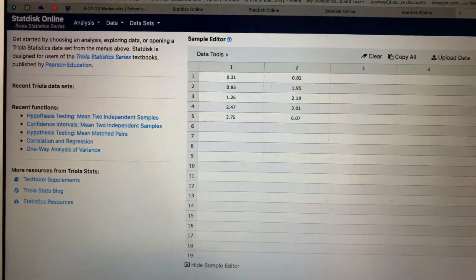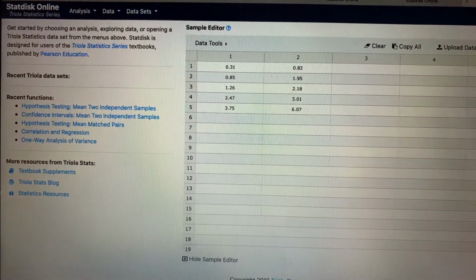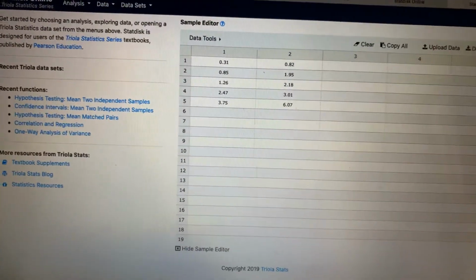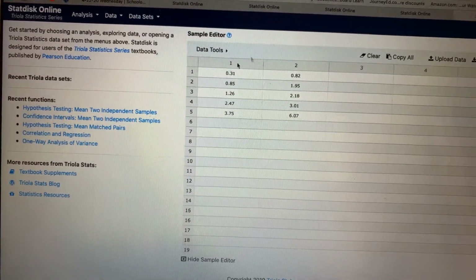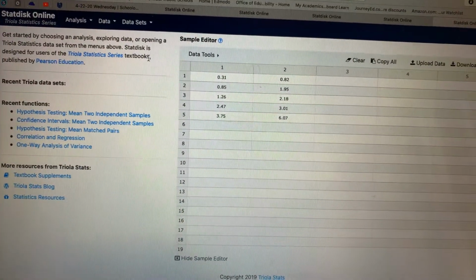Okay, so first things first, I've got a new StatDisk page here. And in the sample editor, I've entered the flow rate in column 1 and the amount of eroded soil in column 2, making sure that they're lined up appropriately. 0.31 is matched with 0.82. Okay, so now I want to see a scatter plot.